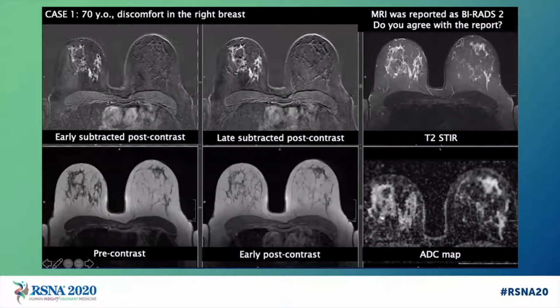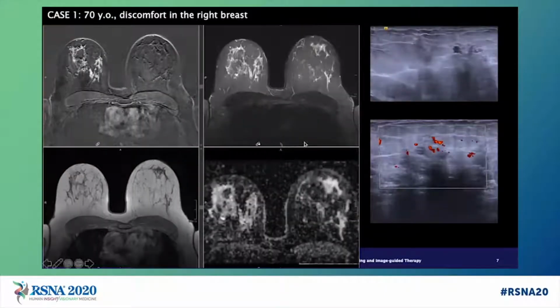It's heterogeneous, and some areas seem almost to show some spicules. The ADC is unspecific and does not help us very much, as is often the case for non-mass enhancements. We performed a second-look ultrasound, and we identified in the medial aspect of the right breast a hypoechoic area, hypervascularized and with some microcysts, as a correlate for the MRI finding.